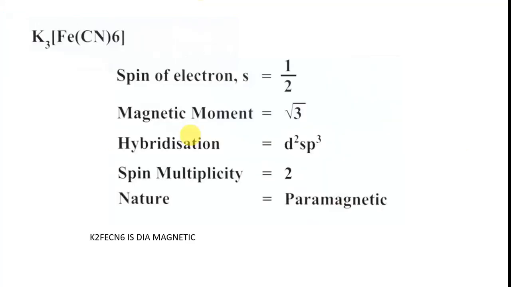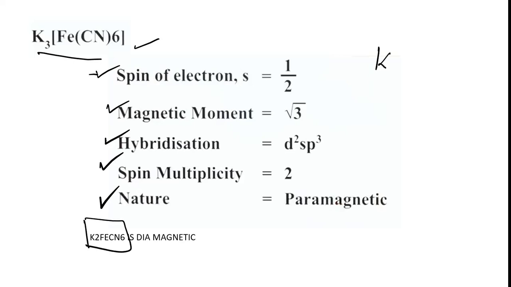So finally, listen here, whenever the question is asked, you have to write in a clear-cut manner, like this. So spin of electron is equal to half, magnetic moment is root 3, hybridization is d2sp3, spin multiplicity is 2, nature is paramagnetic. Listen here, you know that we found this is paramagnetic. You work it out for K4[Fe(CN)6].